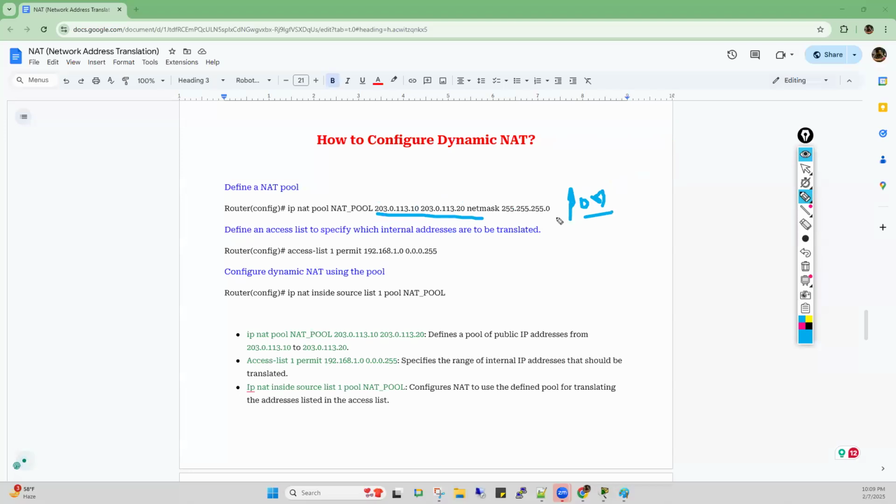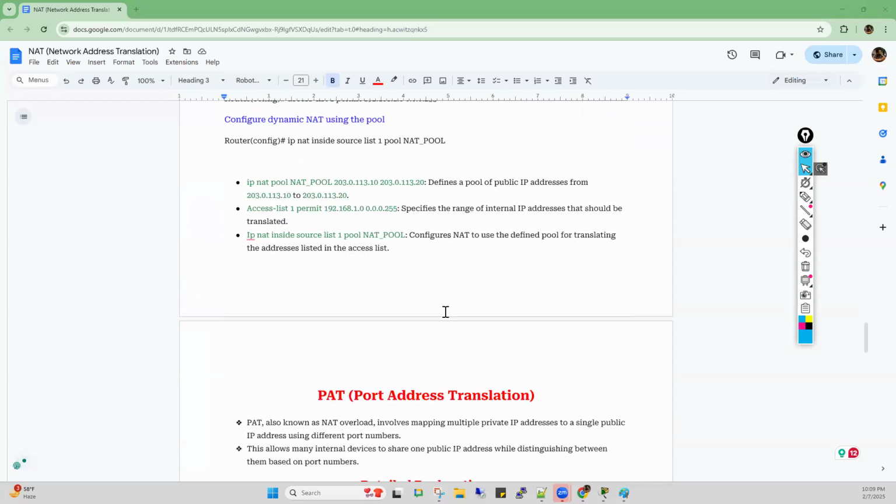After configuring the pool, you need to create one access list with a permit, and you need to permit the source IP address that is configured there, 192.168.1.0. After that, you need to configure the NAT command. So when you are configuring dynamic NAT, you need to configure a total of 3 commands: 1, 2, 3. Please remember these 3 commands, guys. And if you want, you can do the practical.